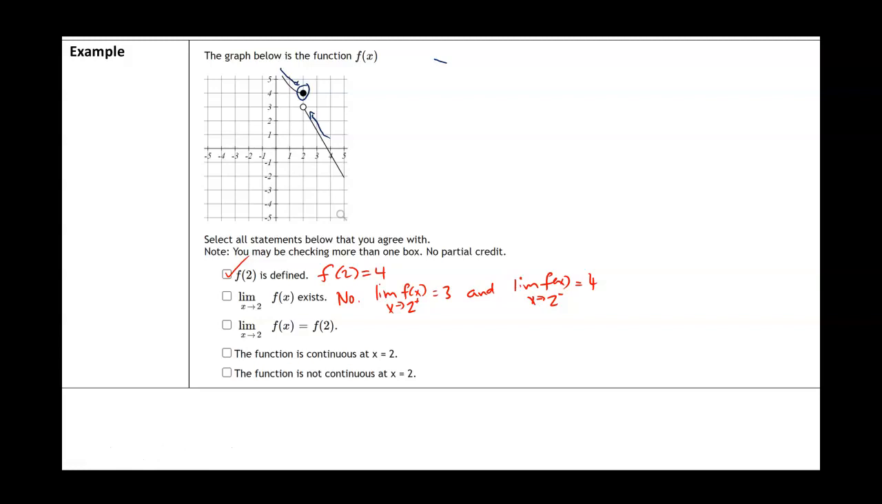And so because the limits are different, the function is not continuous at x equals 2 because the limit does not exist. Okay, let me rephrase that. The limit doesn't exist, therefore the function is not continuous.